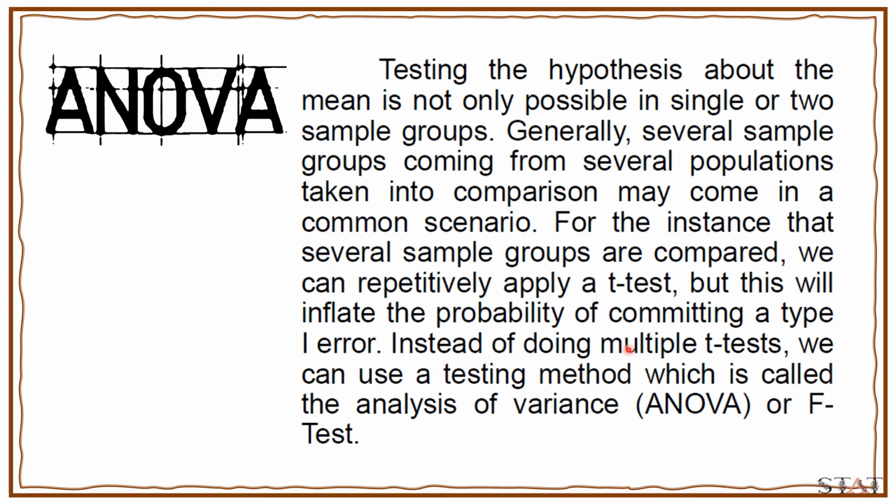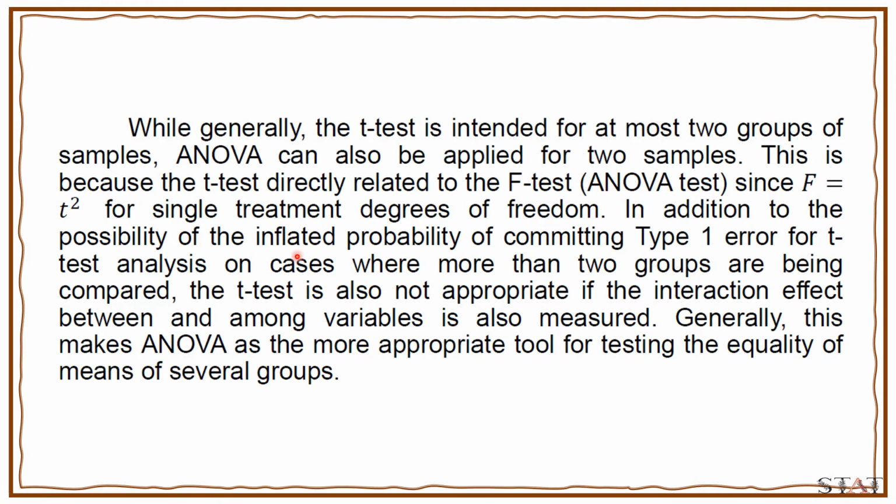So instead of doing multiple t-tests, we can use a testing method called the analysis of variance, ANOVA, or F-test. If you want to test the difference for three or more groups, we will use analysis of variance or ANOVA. While generally the t-test is intended for at most two groups of samples, ANOVA can also be applied for two samples. This is because the t-test is directly related to the F-test or ANOVA test, since F is equal to t squared for single treatment degrees of freedom.